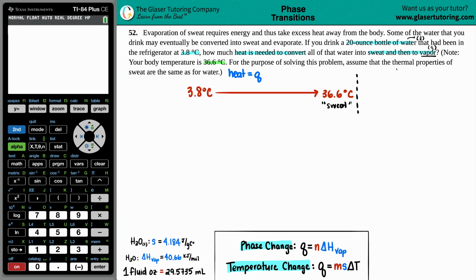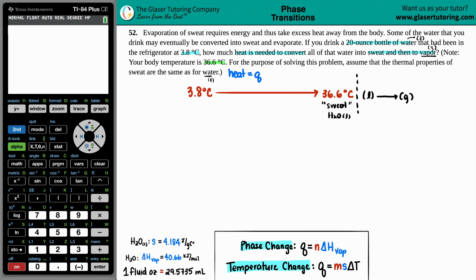And they said to assume that the thermal properties of sweat are the same as for water. Whenever you say that it's water and not steam or ice, this is always the liquid version. So technically, for our purposes, this sweat is still classified as a liquid, H2O liquid. Just makes the math easier. And then once you hit the 36.6 degrees Celsius body temperature, you're going to start producing sweat, and it's going to start evaporating off the body. So this is where your liquid will turn into your gas.